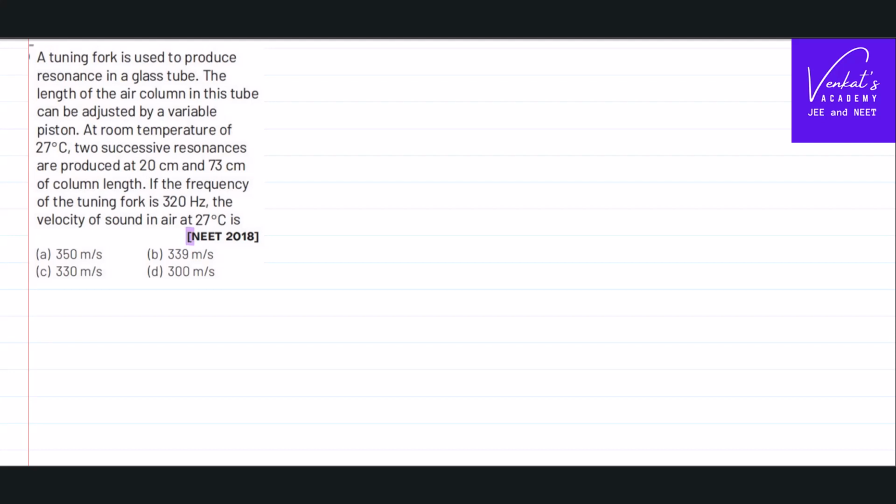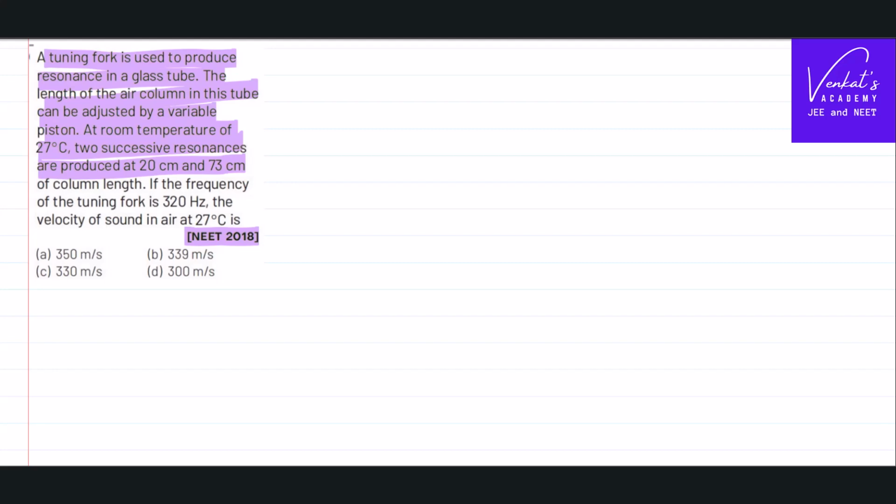This is the NEET 2018 question on waves. Question is like this. A tuning fork is used to produce the resonance in a glass tube. Length of the air column in the tube can be adjusted by variable piston. At room temperature of 27, two successive resonances are produced at 20 and 73 centimeters. Let's understand the meaning of this part of the problem first.